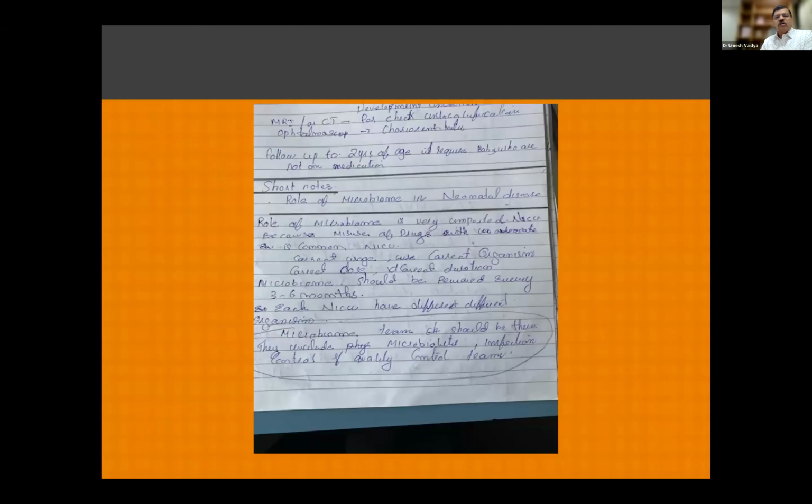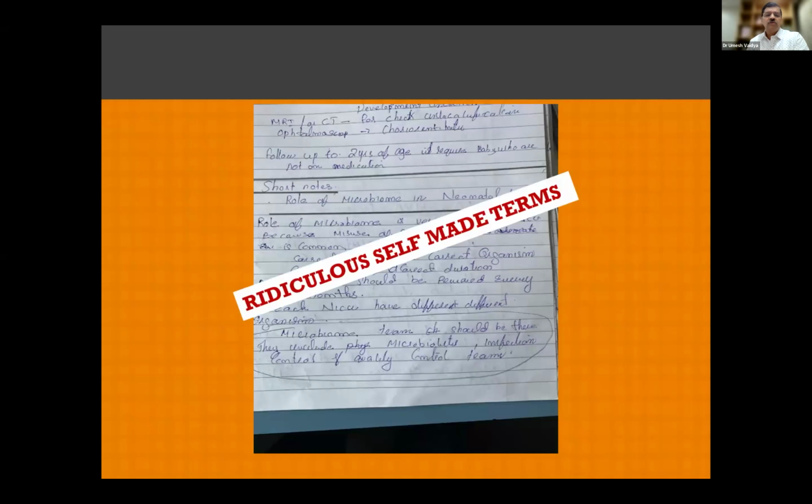Now, there is some humor also. Here we've been asked about the role of microbiome in neonatal disease. And you can see what is written, that a microbiome team should come and they should look after microbiota, infection control and quality care. Now, this is something that is completely tangential. This candidate doesn't know what a microbiome means. So please, sometimes there is a lot of humor and fun, but you must read your questions very, very carefully. This person will get a 0 for this because he doesn't even know what a microbiome is. So be very careful with what is written and don't make any self-made and ridiculous kind of terms.